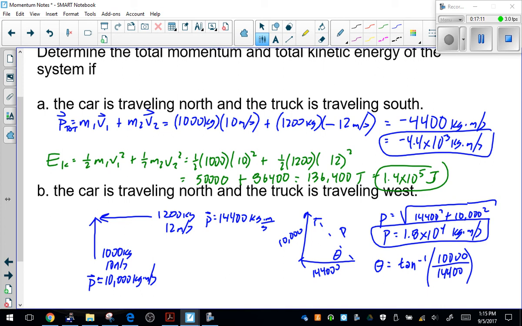And our angle is at 35 degrees north of west. How come we had to include that angle there? Because it's a vector. If there's a way to find direction, we've got to include it.